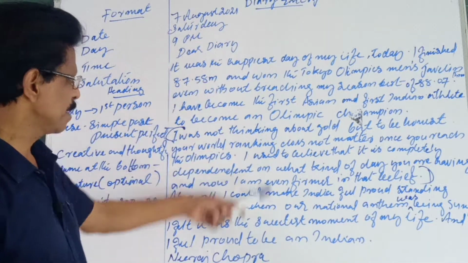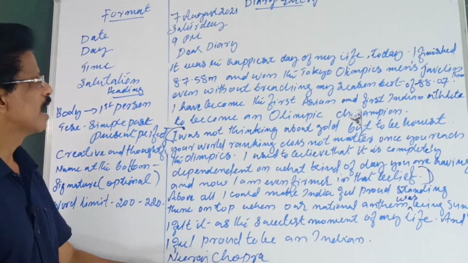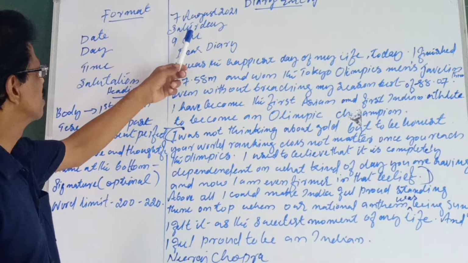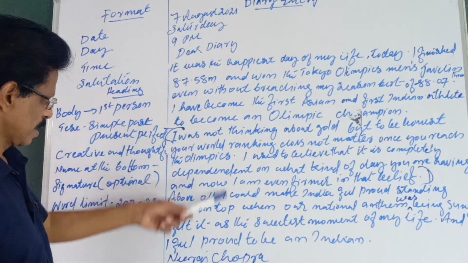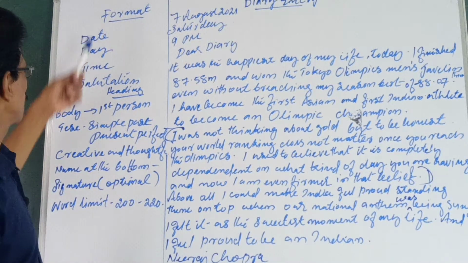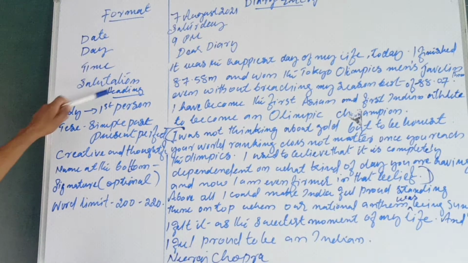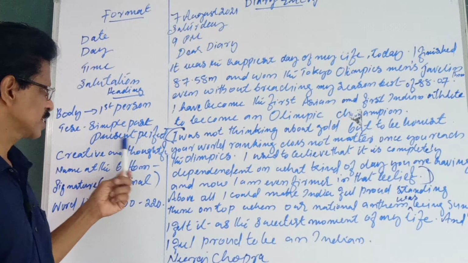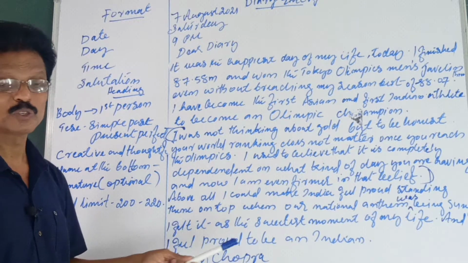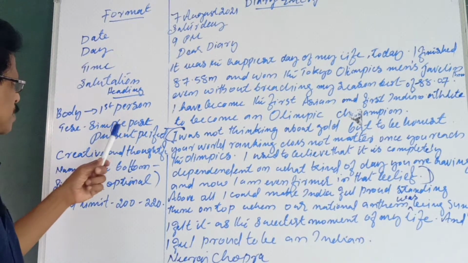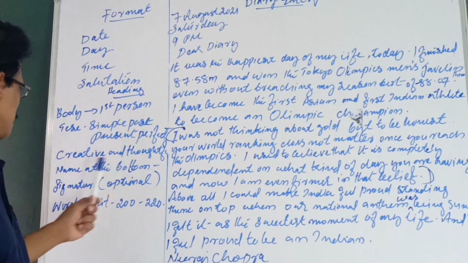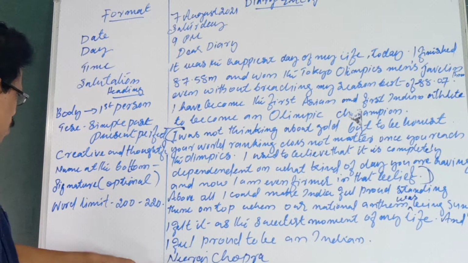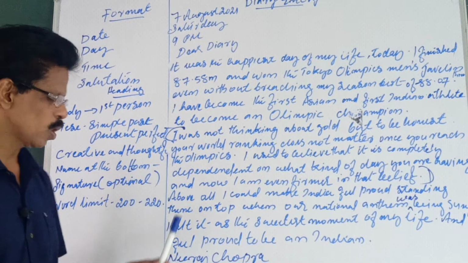See, go through it once again. Watch the video a second time too. And day, date, time, dear diary, and diary entry and name. Format, this one, heading I told in detail. Body should be in first person. Tense can be simple past or present perfect. There can be present also. I feel proud to be an Indian. Okay. Generally, when narrating something, it should be in present, past simple or present perfect. It should be creative and thoughtful, not simply narrating. Okay. A name can be given at the bottom. Signature is optional. Word limit 200 to 220.